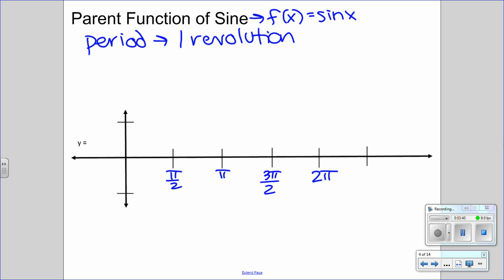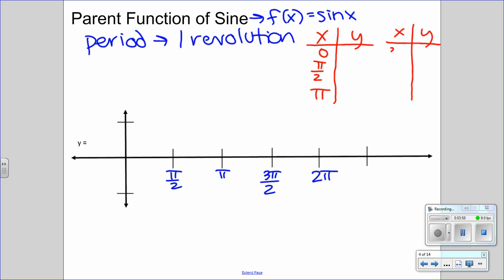Okay, if you think back to every time you were given a parent function back in Algebra 2, your teacher always made you make an actual x, y table. So I'm going to make that, and we're plugging in 0, pi over 2, pi, and I'm going to give myself an extra one for my other ones. We're going to plug in 3 pi over 2 and 2 pi. For these values, we are actually plugging in the angle and evaluating it. So this is where you're thinking about your ordered pairs.